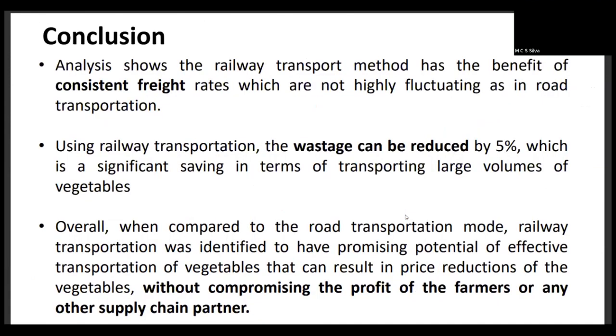My conclusion: analysis shows the railway transport method has a benefit of consistent freight rate, which is not highly fluctuating as in road transportation. Using railway transportation, the wastage can be reduced by 5%, which is a significant saving in terms of transporting large volumes of vegetables. Overall, when compared to road transportation mode, railway transportation was identified to have promising potential.